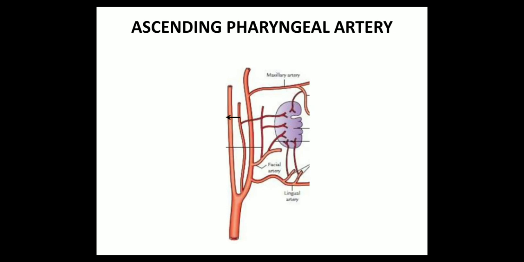The ascending pharyngeal artery. It is a slight artery that originates from the medial aspect of the external carotid artery near its lower end. It runs vertically upwards between the side wall of the pharynx and internal carotid artery up to the base of the skull.